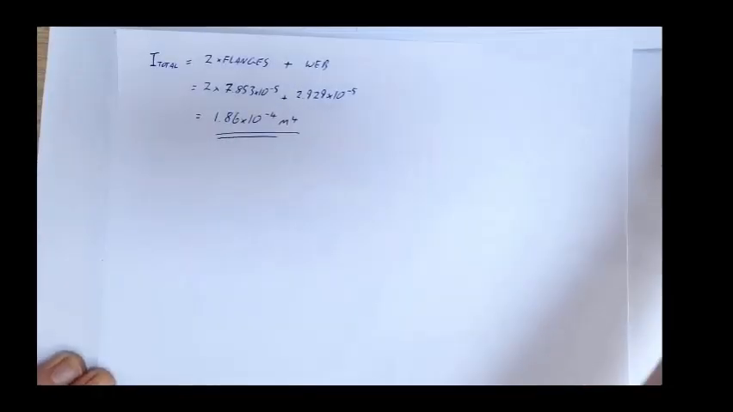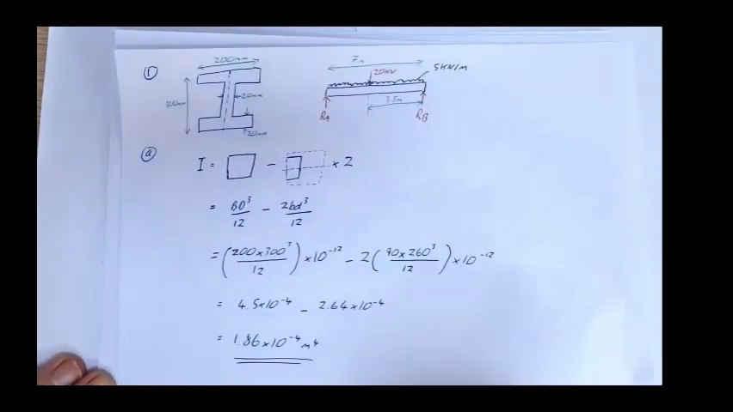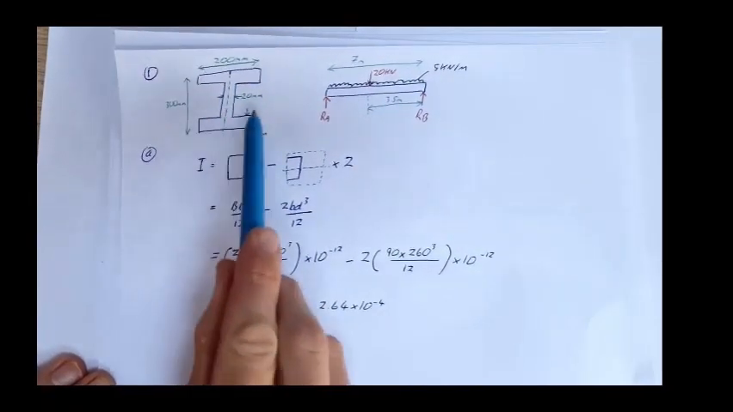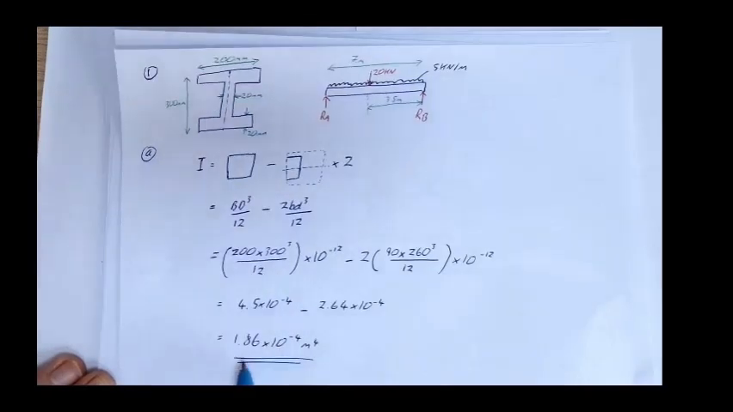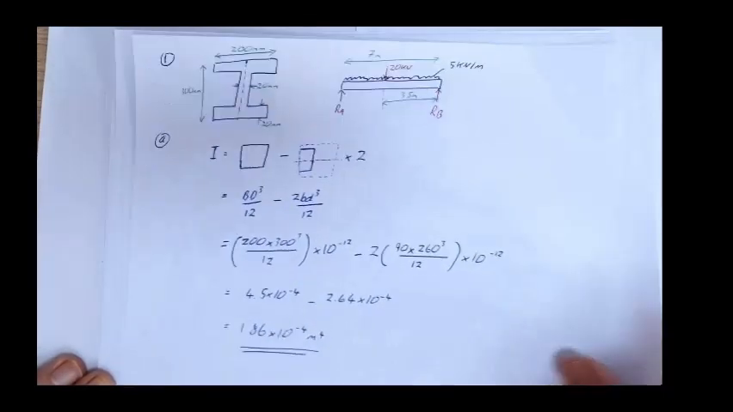Okay, so in part A, we calculated the second moment of area of the section using the principle of superposition, and we got 1.86 times 10 to the minus 4 meters to the 4.